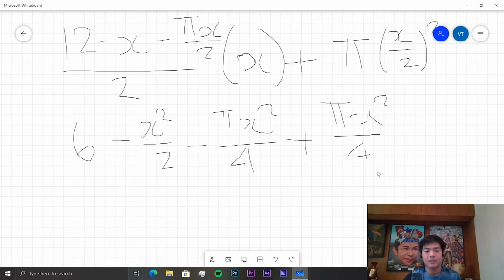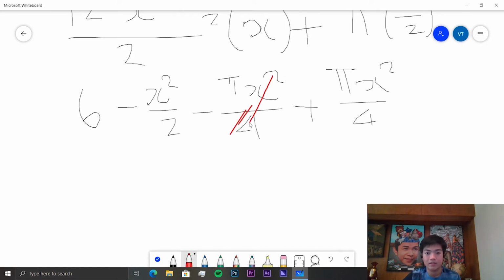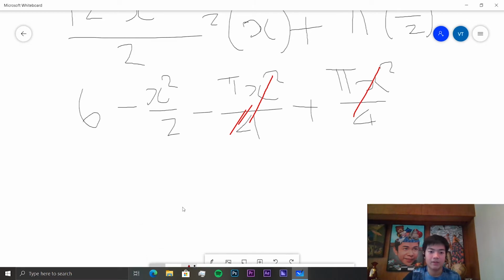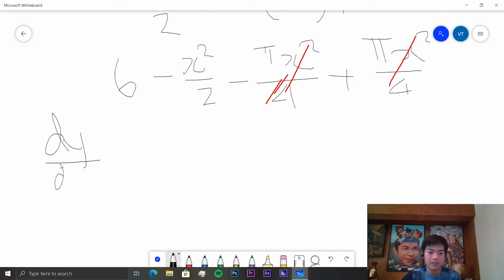Okay, so in this case, because these two cancel out, I wonder why that is, but okay. We are left with this function, and so we need to maximize this function. So if we get the derivative, dy over dx is equal to simply negative x.